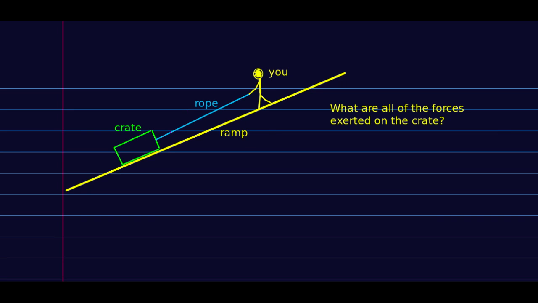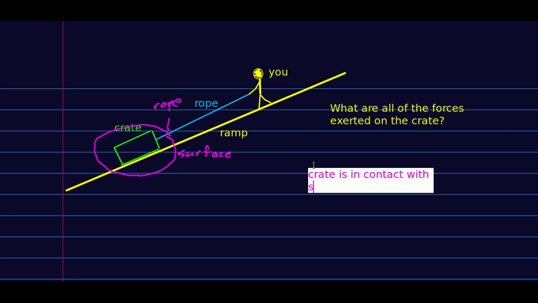The last thing I'm going to do in this lecture is just show you how to practice a crucial skill, which is identifying all the forces on an object. So here's a crate, and you're pulling it up a ramp with a rope. We want to know all the forces on the crate. I'm going to draw a circle around the crate. And that circle allows me to say, oh look, the circle crosses the rope, and it crosses the surface. And this has now told us that that's what the crate is in contact with. The crate is in contact with the surface and the rope.